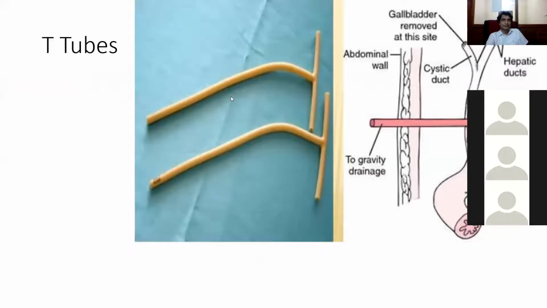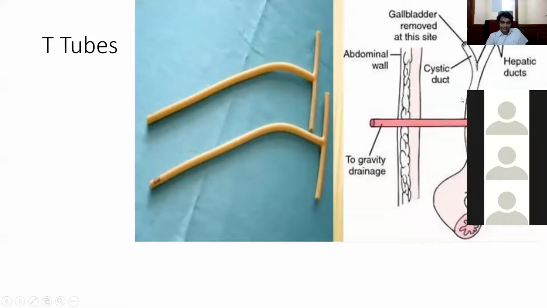The next thing is another type of biliary drain, which is inserted in a different kind of instance. This is called a T-tube. It's called a T-tube because it is T-shaped. I'm not going to open it up, but I have a T-tube with me as well. I'll show it to you after we work out what this is done for.